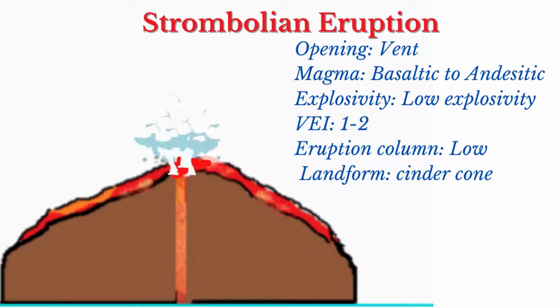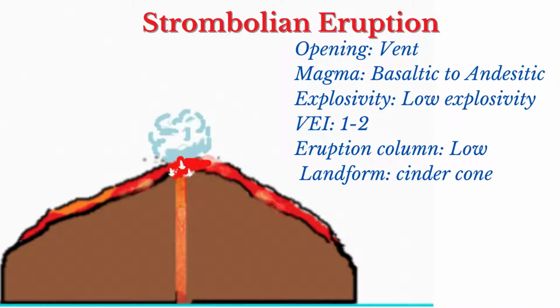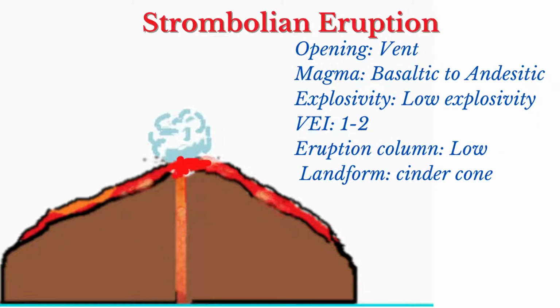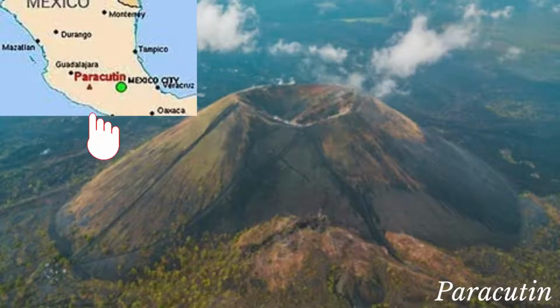The eruption is considered to be mildly explosive and produces a low elevation eruption column. Strombolian eruptions usually produce little or no lava. As a result, the cones that are produced by this type of eruption are very steep-sided cones called cinder cones.